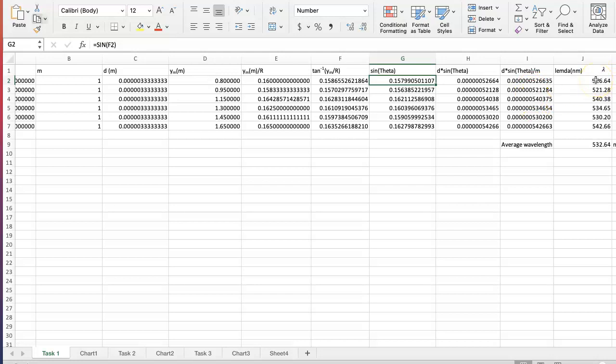And I did use the equation, which is d sin theta equals m lambda, to calculate my lambda. Then I calculated my lambdas here, and this is my average lambda. I hope this is really clear. I did these in steps. Now, after I'm done with this, you're going to calculate the average of the wavelength of this laser.